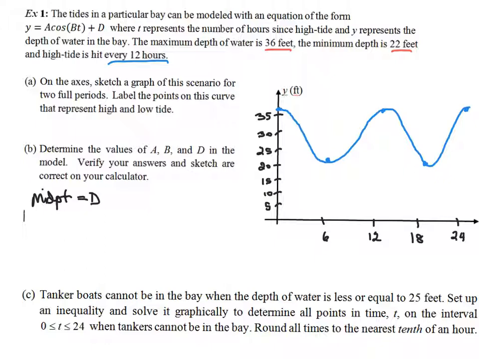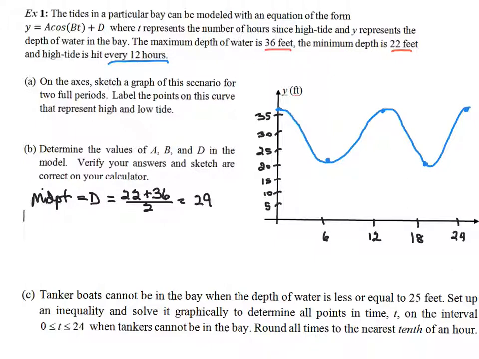And we know that the highest is 36, the lowest is 22. So one way of doing this, consider it an average value. Let's find the average of the heights. So 22 plus 36 divided by 2. When I do that calculation, I'm getting an answer of 29.